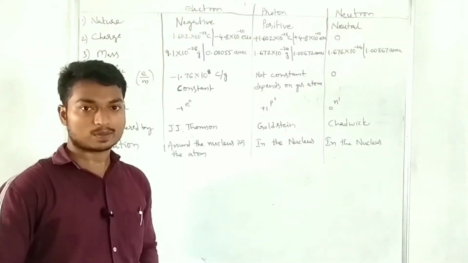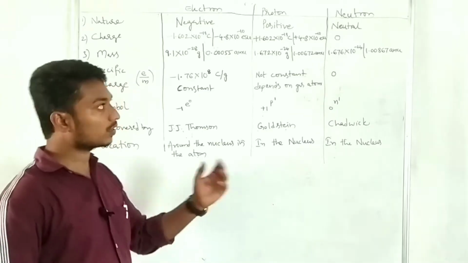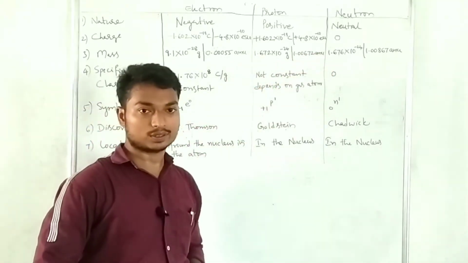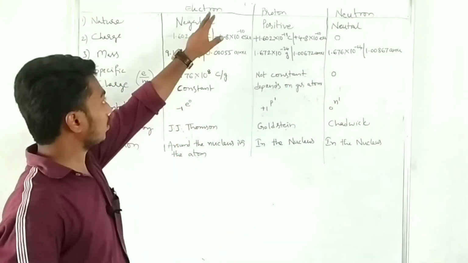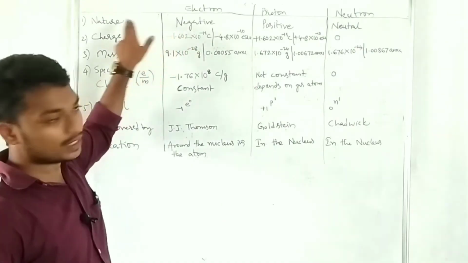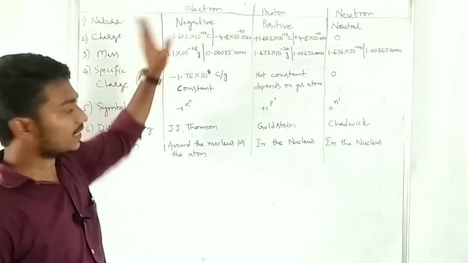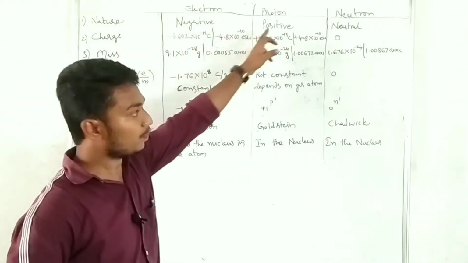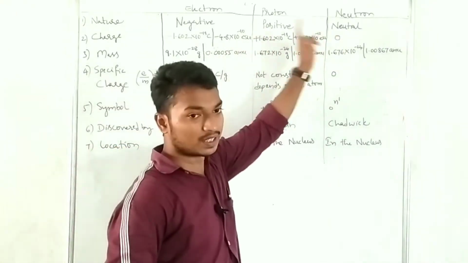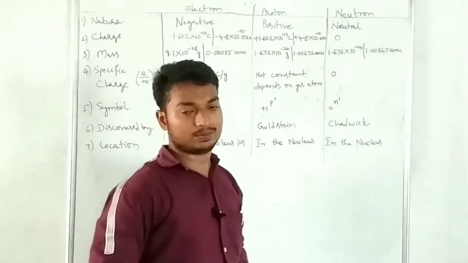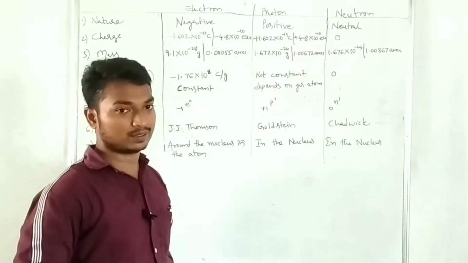Now let us discuss the differences between electron, proton and neutron. If you observe, electrons are negative in nature. The nature of the proton is positive. The nature of the neutron is neutral. So, neutral in nature, neutron.